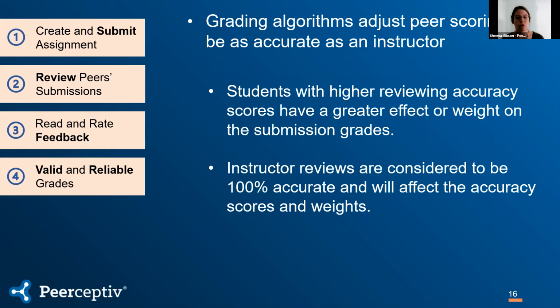And instructor reviews are considered to be 100% accurate, and they'll affect the accuracy scores and weights of the other students who also review the same document that the instructor does. So if Jennifer Sessions comes in and she scores that same document and her scores are different than Megan's, then Megan's scores are going to count less because Jennifer's scores are considered to be 100% accurate. So the algorithm is adjusting for all of that.